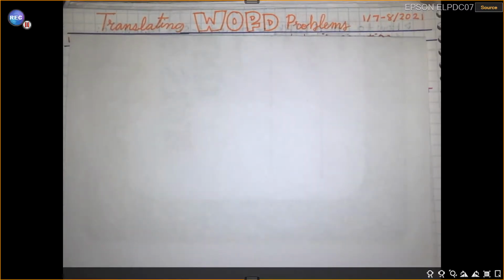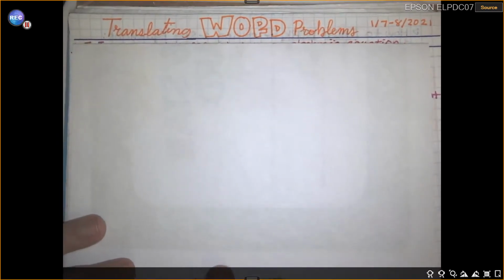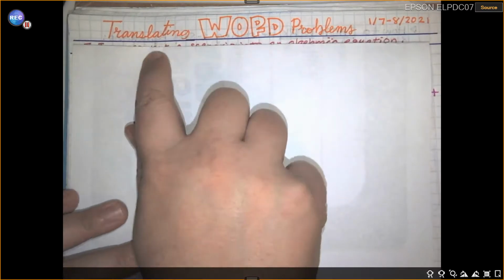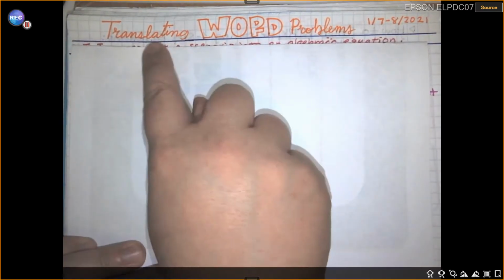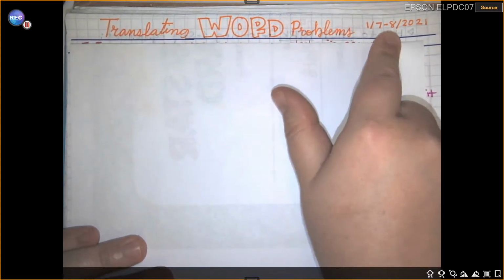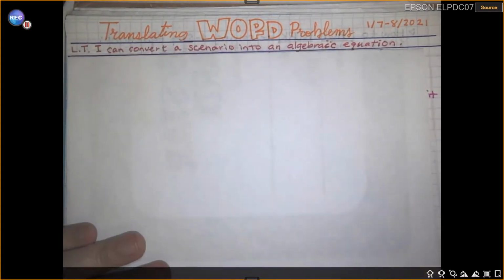Okay, I am on page 38. You can see by the spiral that it is the left-hand side of the two pages, and it is translating, sorry, I know that's like fancy cursive, but translating word problems, and this is for January 7th and 8th, 2021. The learning target is I can convert a scenario into an algebraic equation.